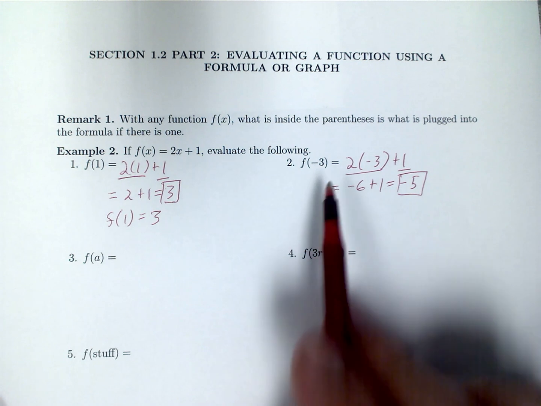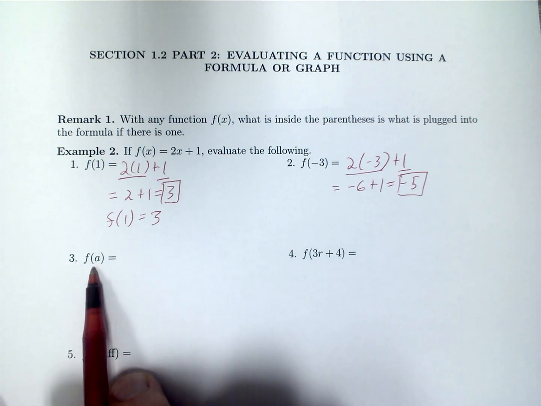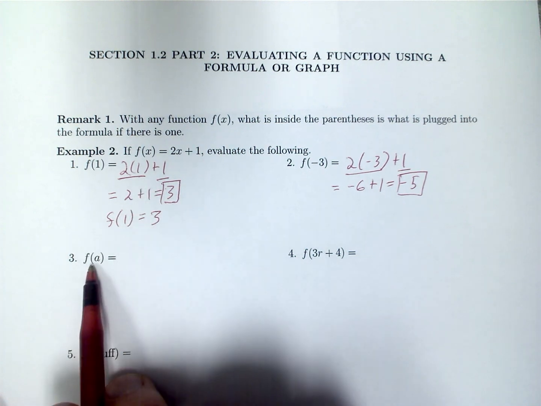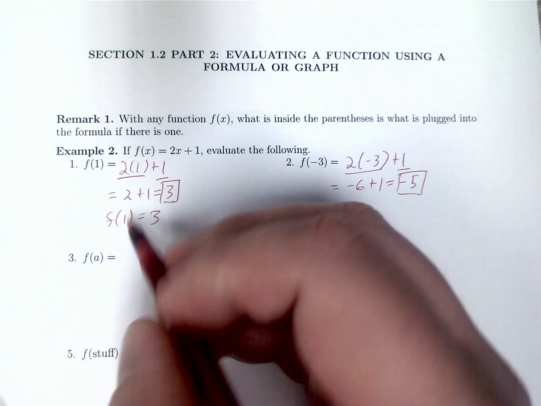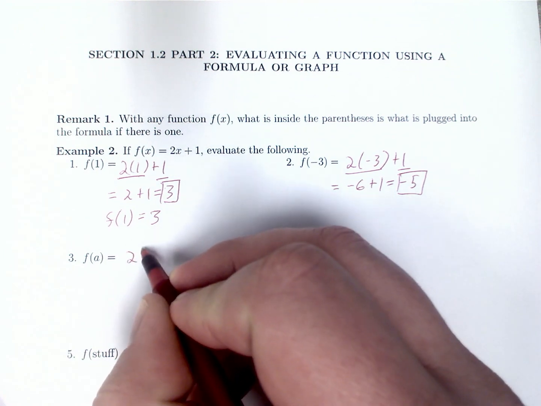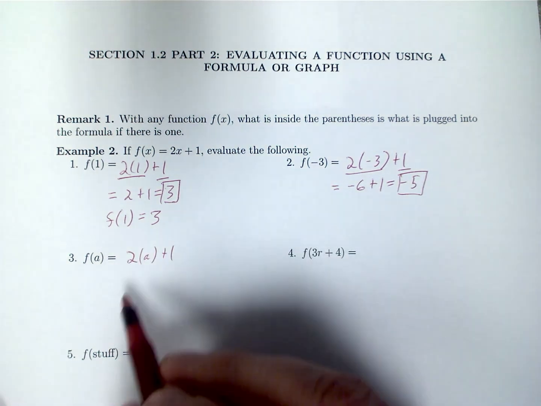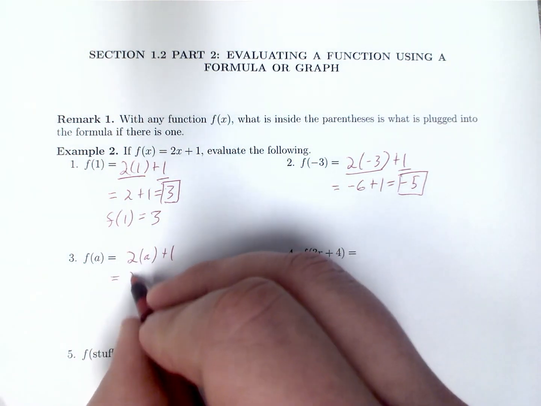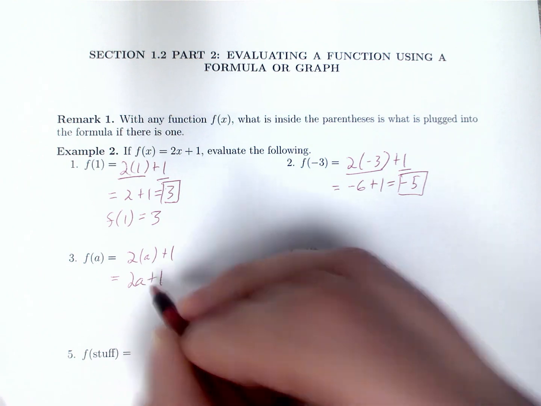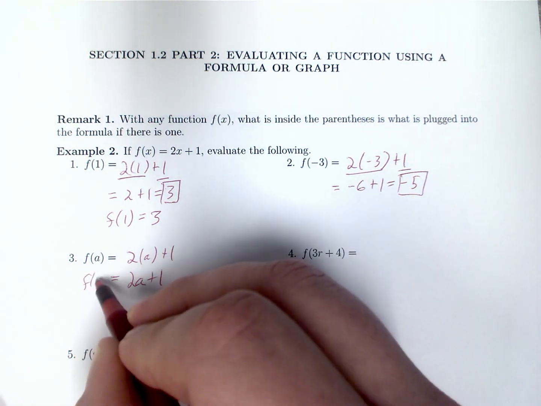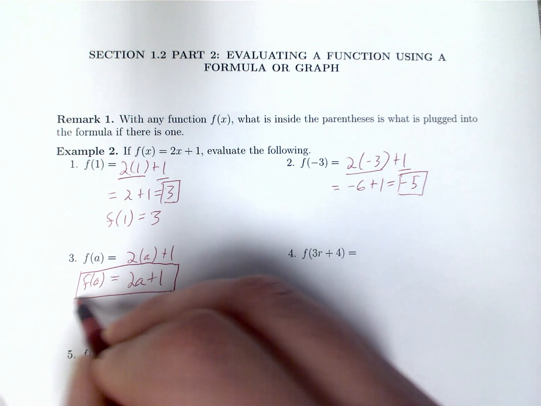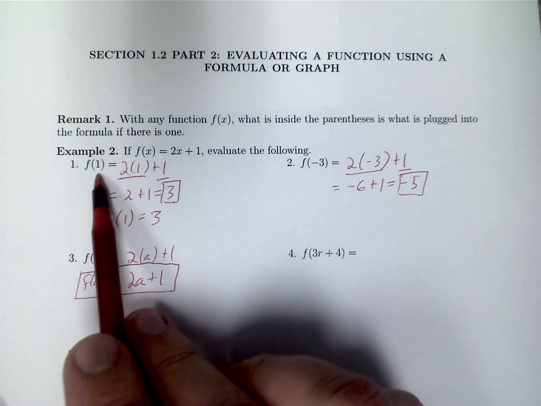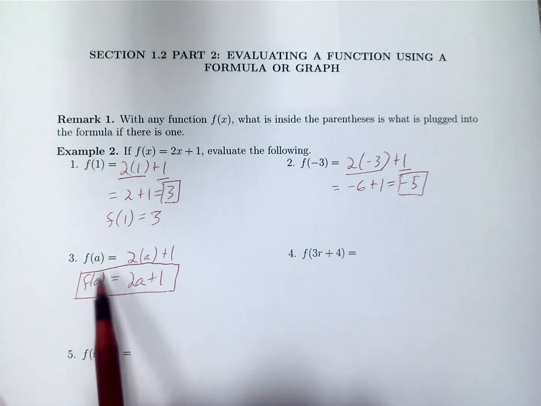So this idea is simple. But what about f of a? Well, when we saw 1, we replaced x with 1. So guess what we're going to do? We're going to replace x with a. So 2 times a plus 1. I really just did that for emphasis to show you it's the same process, but you don't really need to do it like that. It's 2a plus 1. Basically, instead of looking at f of x, we're looking at f of a. So it doesn't really matter what we have in here. Whatever we see, we plug in.